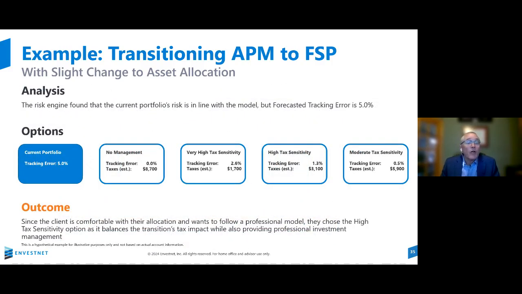It's got your current portfolio, about 5% tracking error relative to that model that you want to have. And if you don't apply any tax management at all, you're going to have that $8,700 tax bill. And then you have 3 choices, again, with meaningful differences in the amount of taxes that you will pay and meaningful differences in the tracking error that you will take on. And in this case, the client chose the high tax sensitivity level, reduced their tax bill by over $5,000 and got to a pretty tight tracking error relative to the target.